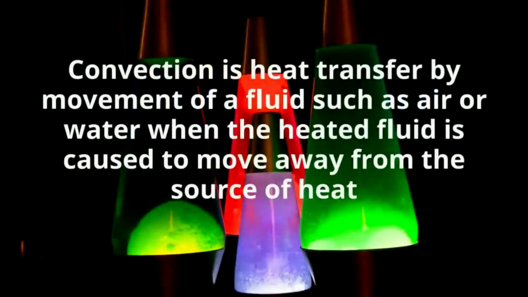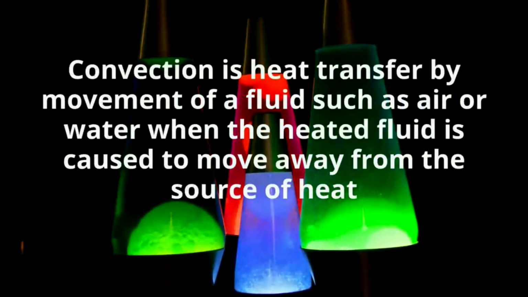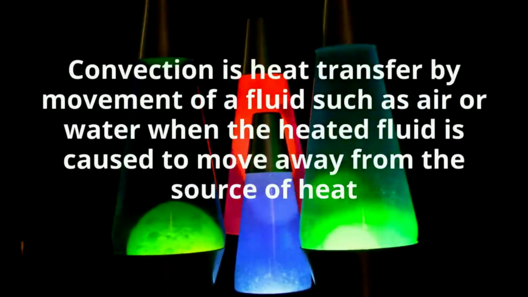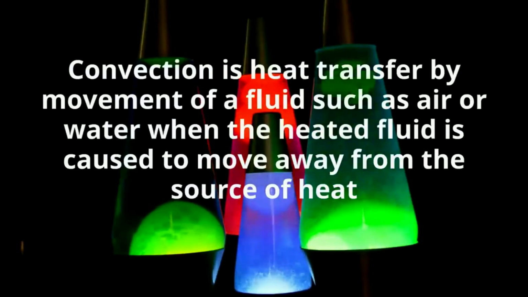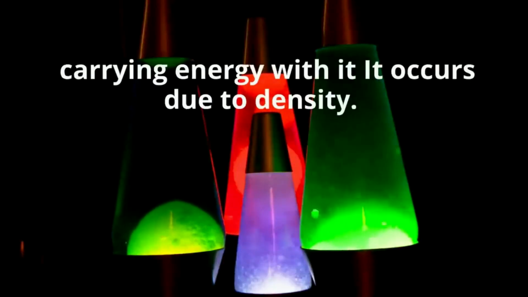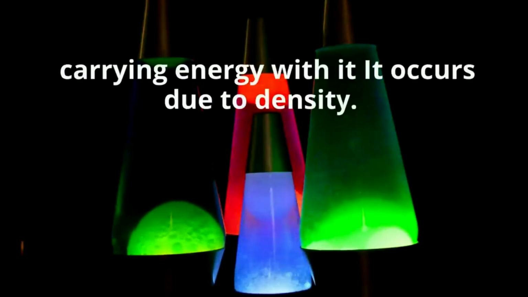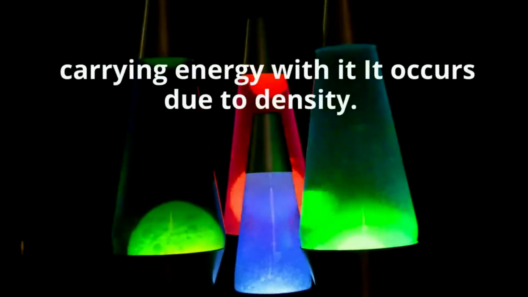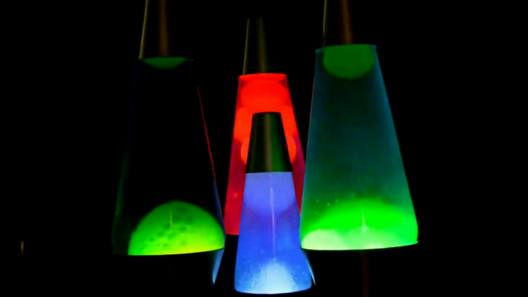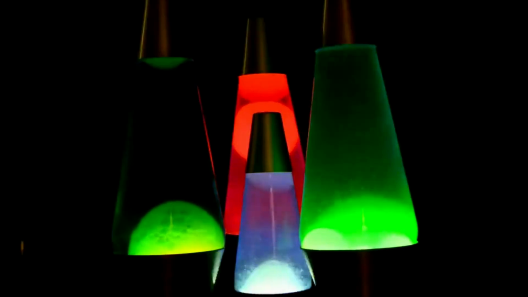Convection is heat transferred by the movement of a fluid such as air or water when the heated fluid is caused to move away from the source of heat, carrying the energy with it. It occurs due to density. Lava lamps are examples of convection. As the liquid is heated, it rises and falls as it heats and cools.